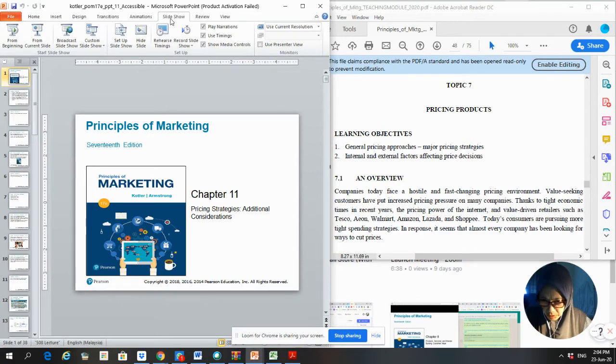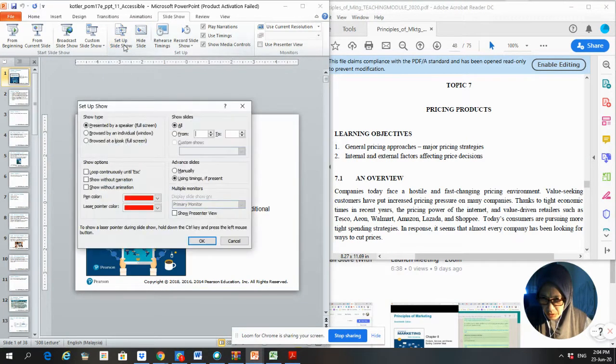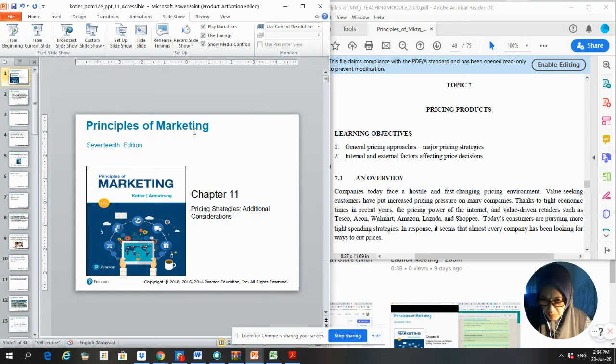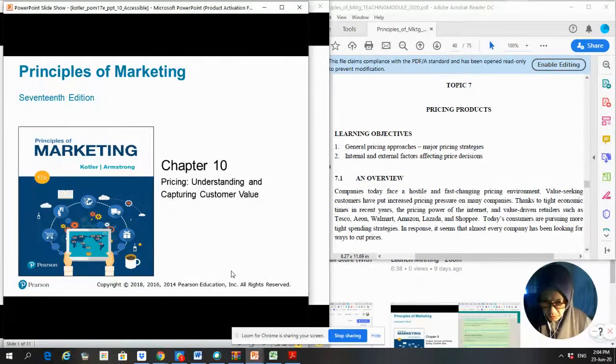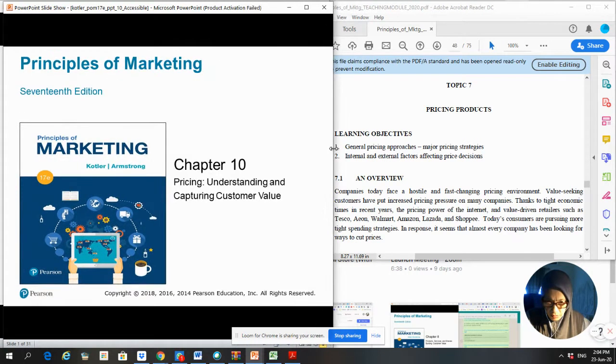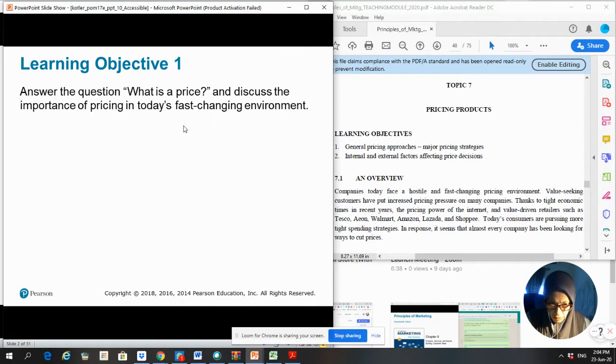First, we are going to talk about pricing as a general tool. First we are going to look at how pricing takes place in today's environment. As we know, pricing is a tool that will be used to show the value of the company's product, and the company itself.